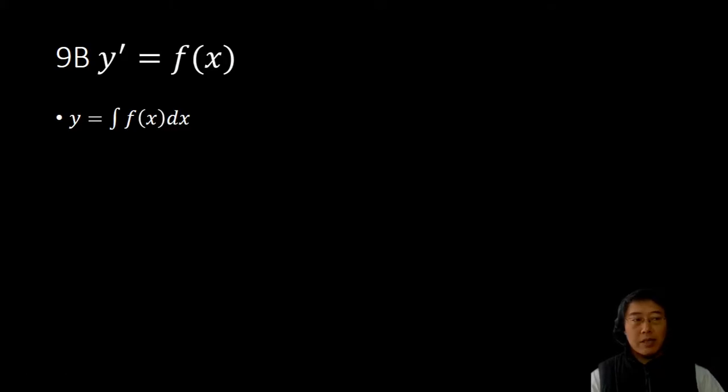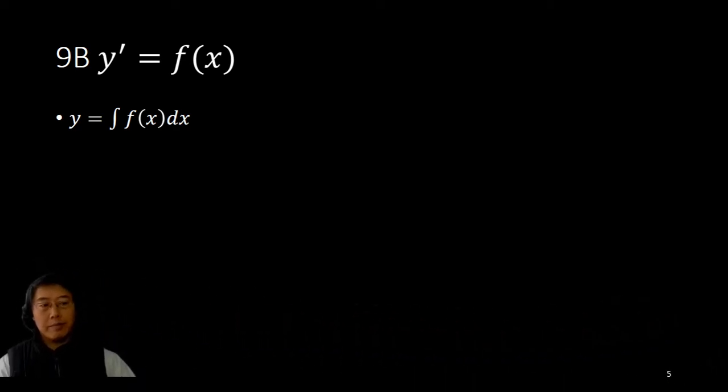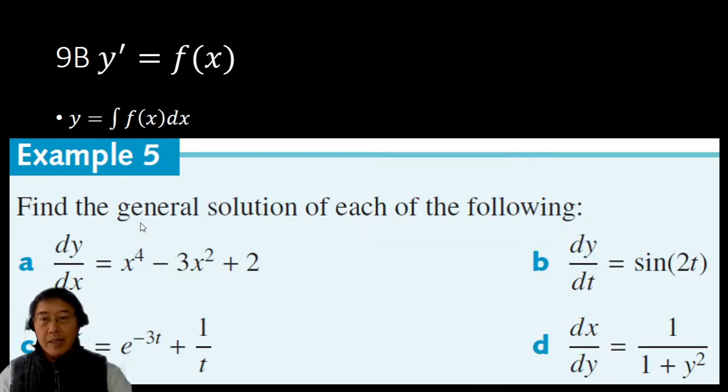Alright, so with 9B, you get a differential equation. So the first derivative is equal to a function, and to determine the original y function, you need to apply the integral and then anti-differentiate. That will give you a general solution. Example 5 is about applying what you've learned in the previous chapter.